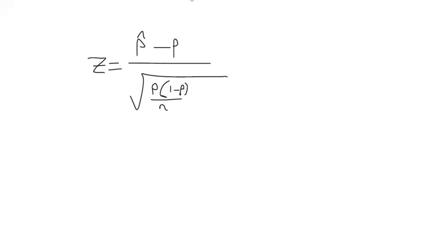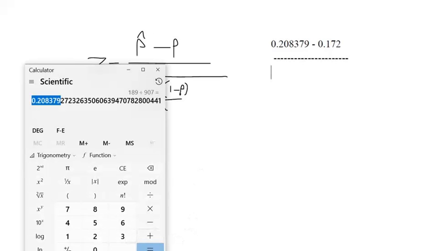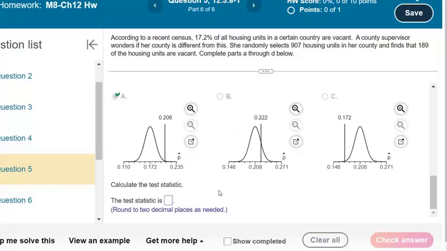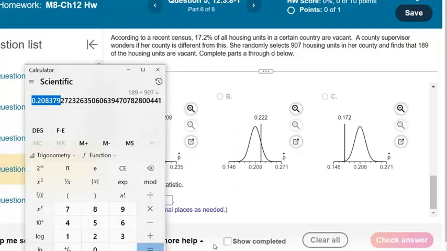And 17.2. So there's our sample proportion subtracted by 0.172, the decimal form of the percentage. And then we're going to divide that by, this is P times 1 minus P. Then we divide that by the sample size. So let's do that with our calculator. 1 minus P, that's our Q. We multiply that to P. Then you divide that by the sample size.